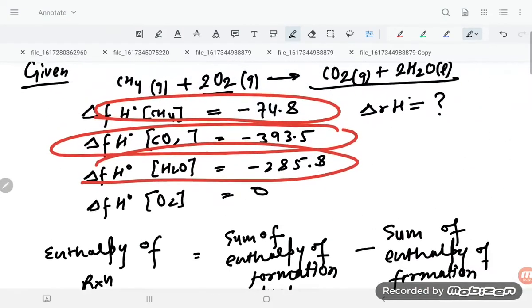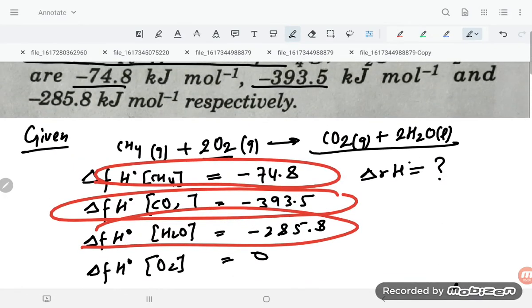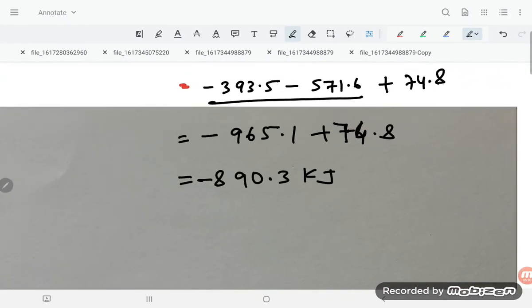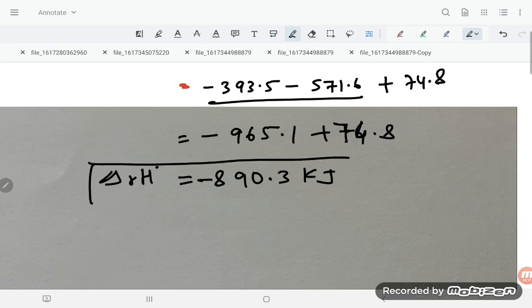For how many moles is it forming? They are forming 1 mole, but you put the value in kilojoules. So minus 890.3 kilojoules, and this is delta r H for the reaction, the enthalpy of reaction.